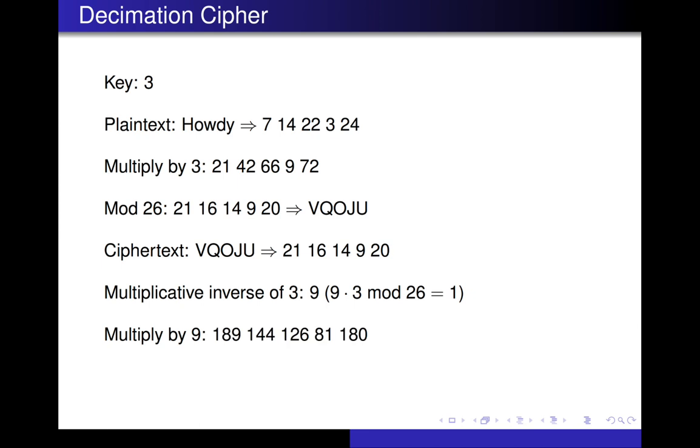So we get all these numbers, 189, 144, 126, 81, 180, and then we mod that out by 26, and we get the numbers 7, 14, 22, 3, and 24. Again, all we're doing here is dividing each of those numbers by 26 and looking for the remainder. And if those numbers look familiar, they're exactly the numbers we got from howdy. So when we decrypt it using that multiplication by 9, it actually does get it back to howdy, just as we expected it to. Multiplying by 9 is the same as dividing by 3 when you're in mod 26 world.